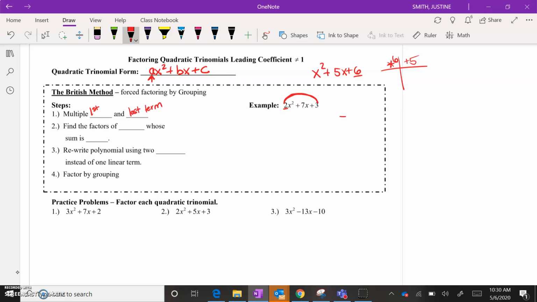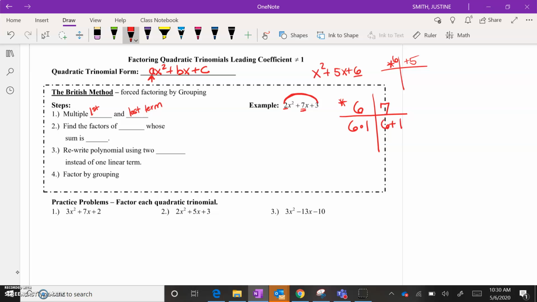Okay, so we want to figure out now what multiplies to the product of the first and last term here. So what multiplies to 6? And then we're still going to find out what adds to that middle term. So what adds to 7? Okay, so I know that 6 times 1 multiplies to 6. 6 plus 1 adds to 7.